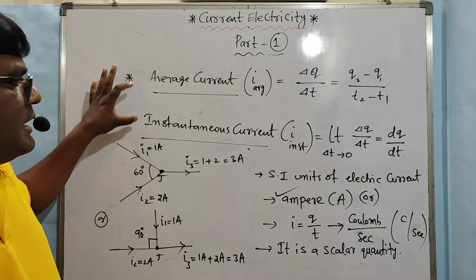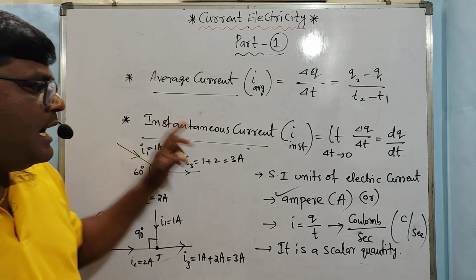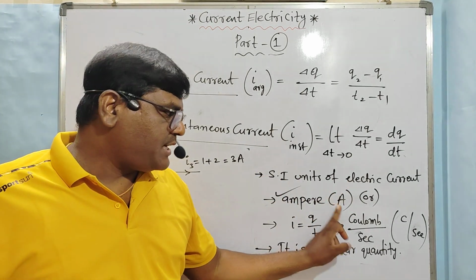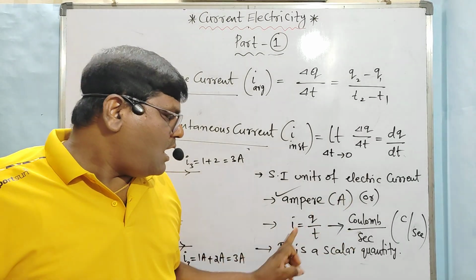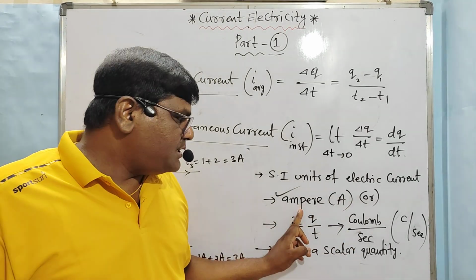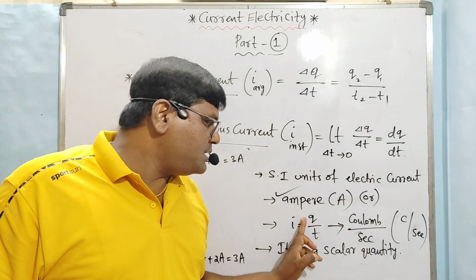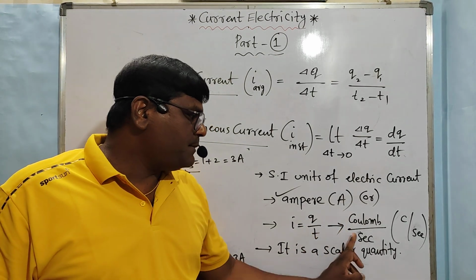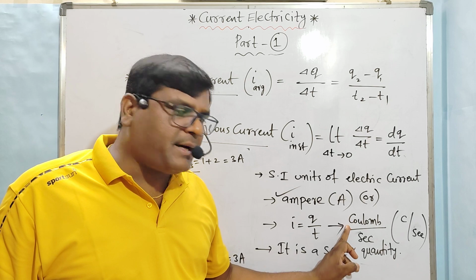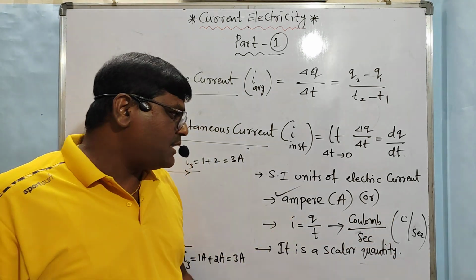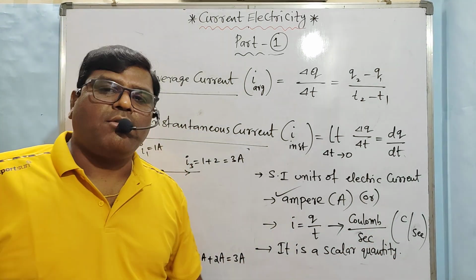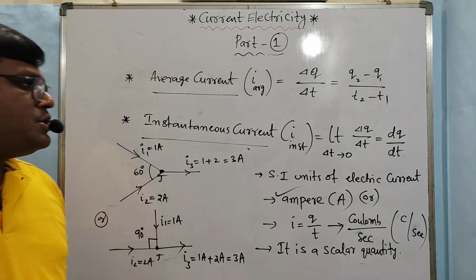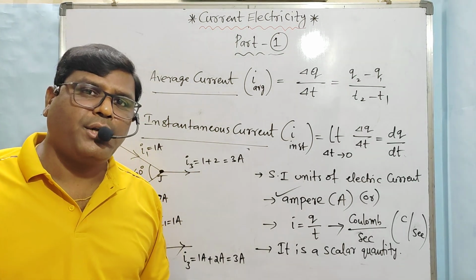So, average electric current, instantaneous electric current, and the SI unit of electric current is the ampere, denoted by capital A. Actually, it is a fundamental physical quantity. As per the formula, I is equal to Q by T. Q means charge, measured in coulombs. Time is measured in seconds. So coulomb per second is the SI unit another way, and it is a scalar quantity. Okay, a little bit about the average current and instantaneous current.